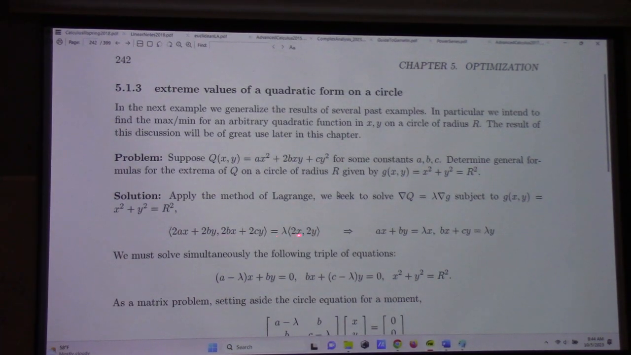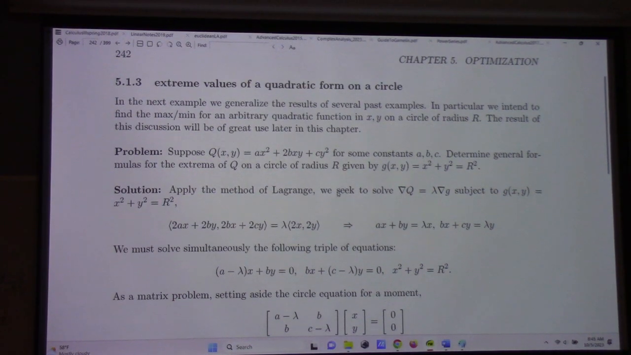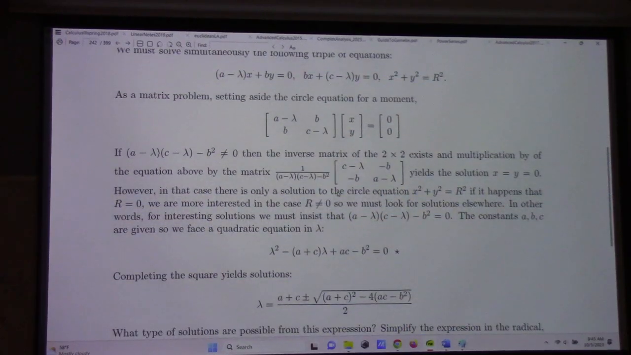I take the gradient of my objective function, which is q, here it is, and the gradient of the constraint circle function is there. And this gives me that ax plus by is lambda x and bx plus cy is lambda y. I solve these simultaneously, and of course the circle equation all at once. Let me not spend too much time on this, just to tell you how it goes. I get a matrix equation. I can multiply by the inverse matrix to solve this. And if I do, I get x equals 0, y equals 0.